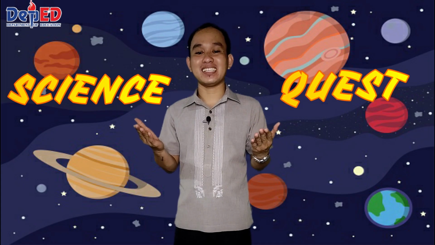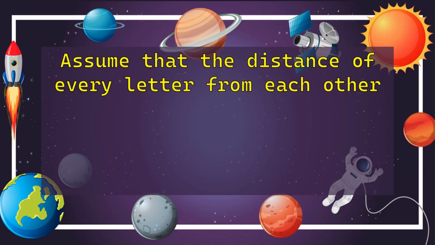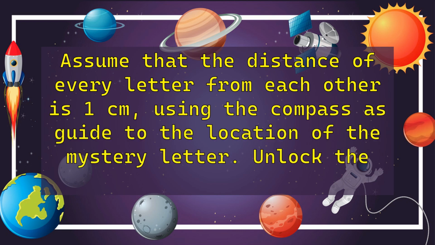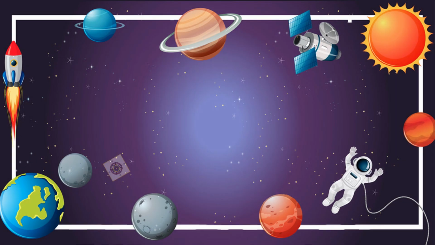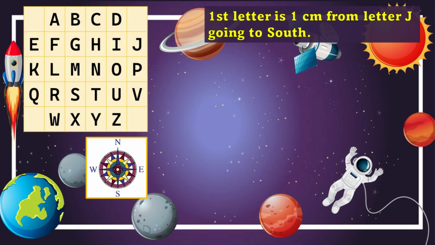Fasten your seatbelt and let's take the science quest. Assume that the distance of every letter from each other is 1 centimeter. Using the compass as guide to the location of the mystery letter, unlock the secret word. I will do it first for you. First letter is 1 centimeter from the letter J going to the south. What letter is it? Okay, letter P.